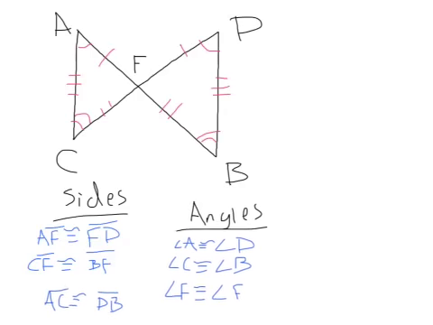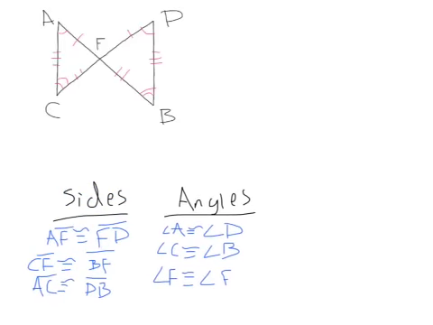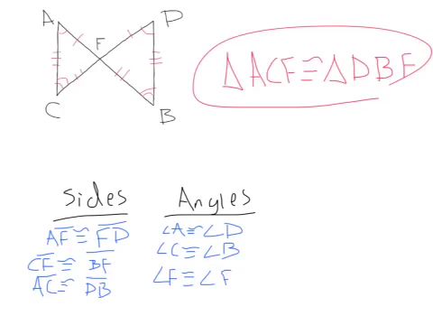Lastly, let's identify our congruent triangles. I'm going to say triangle ACF is congruent to triangle. Now I see that my A is going with D, so I'll put D first. Next I have a C that goes with B, so I'll put B next. And F obviously goes with F, so I'll finish off with that. And here are my congruent triangles, and we're done.